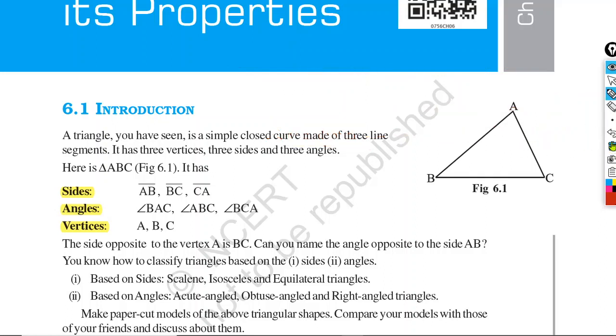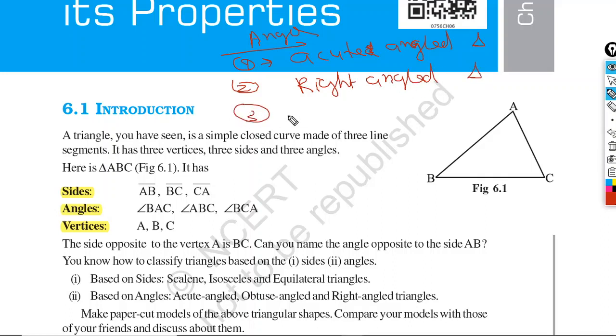Okay. Then according to angles, also there are three types of triangle. One was acute angle triangle. Second was right angle triangle. Then third was obtuse angled triangle. Now what is an acute angle triangle?